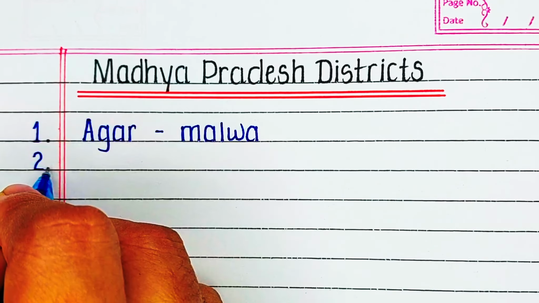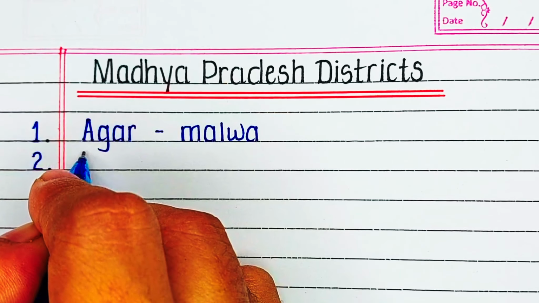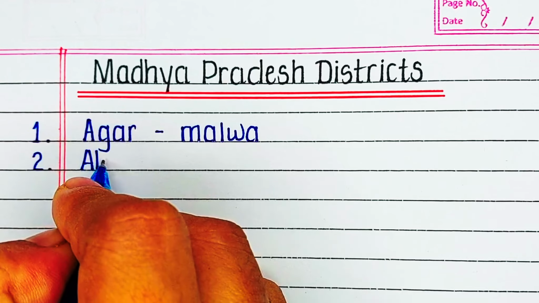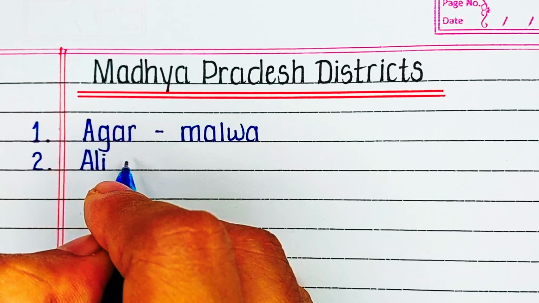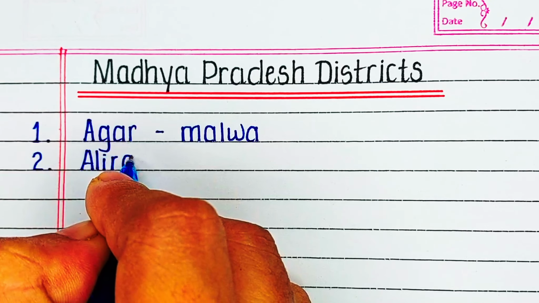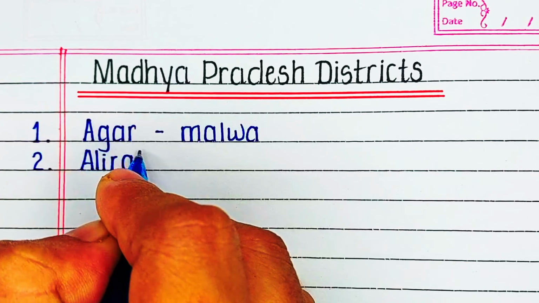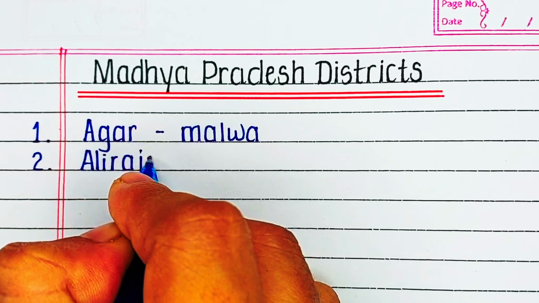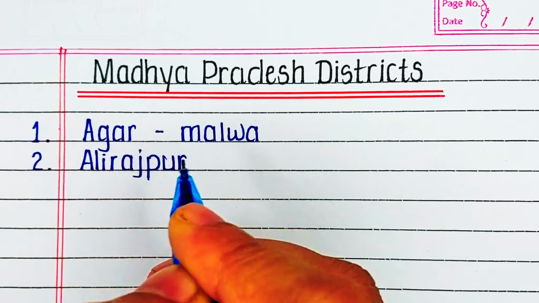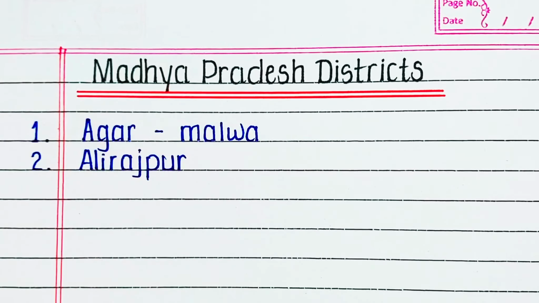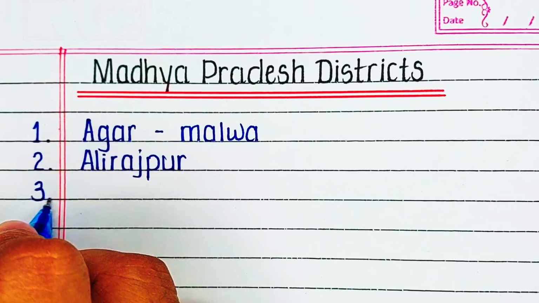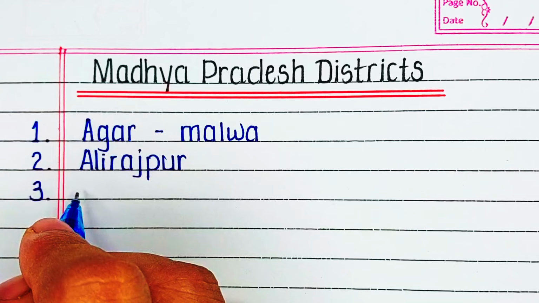It borders the states of Uttar Pradesh to the northeast, Chhattisgarh to the east, Maharashtra to the south, Gujarat to the west, and Rajasthan to the northwest. The Indian state of Madhya Pradesh came into existence on 1st November 1956. Currently, the number of districts in the state is 55. These districts are grouped into 10 administrative divisions.